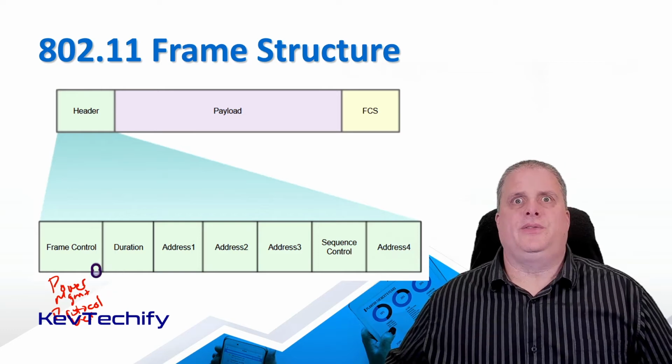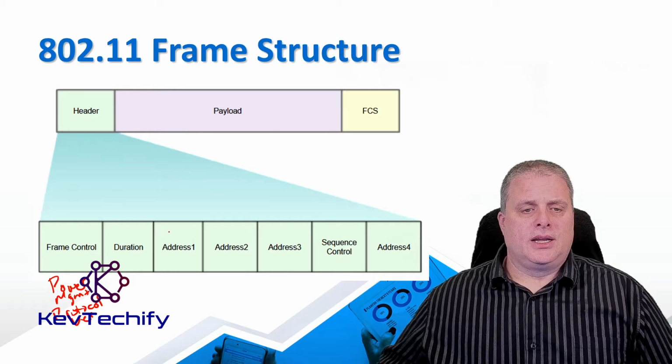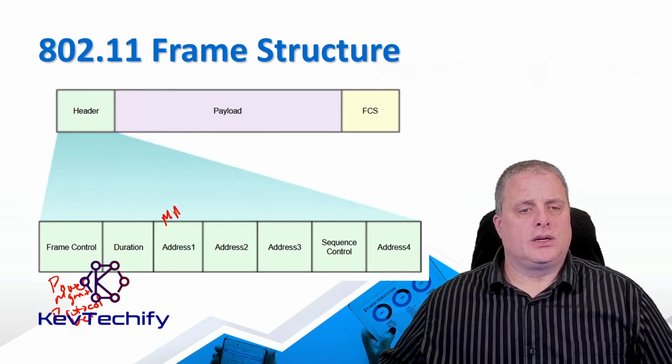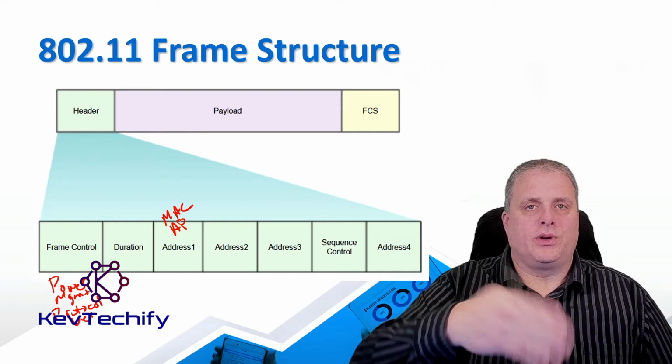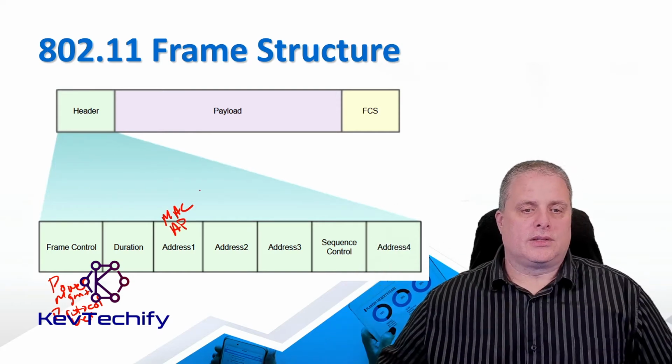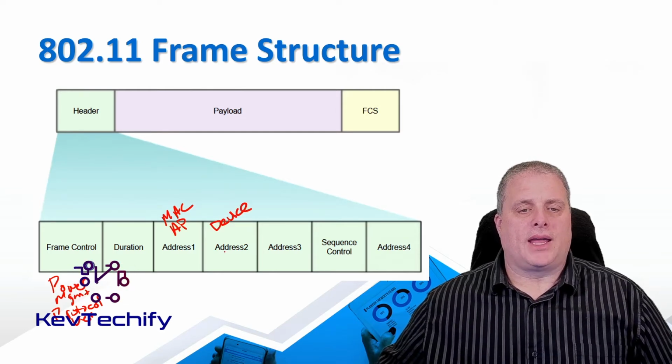And then we have different fields for addresses. The first field here is the MAC address on the access point. We got to send data to the access point from our wireless. We got to do that. The second address here is the device MAC address.